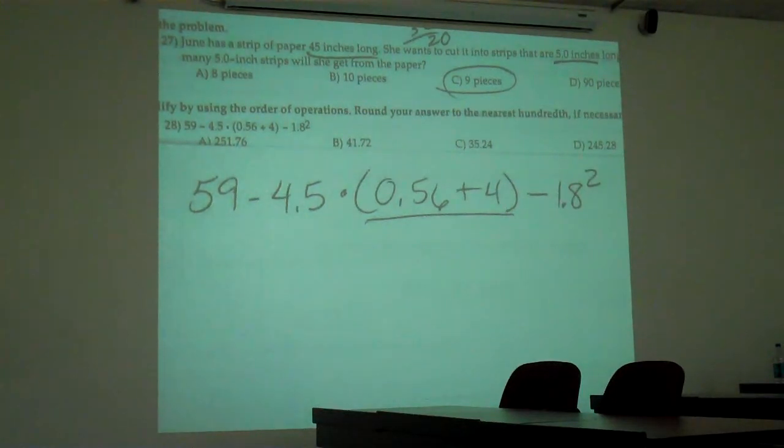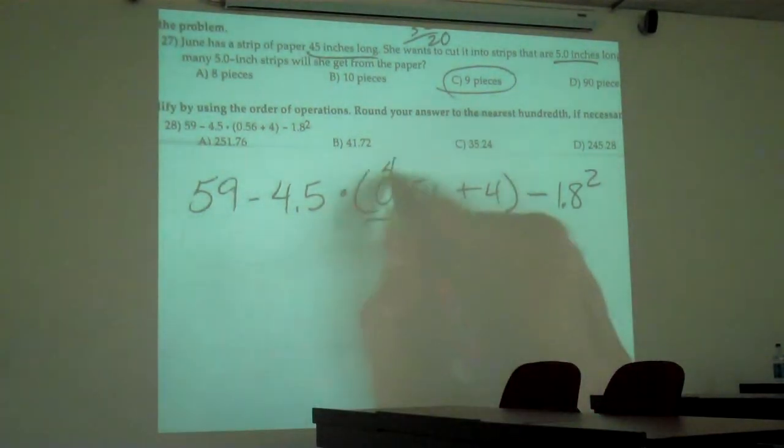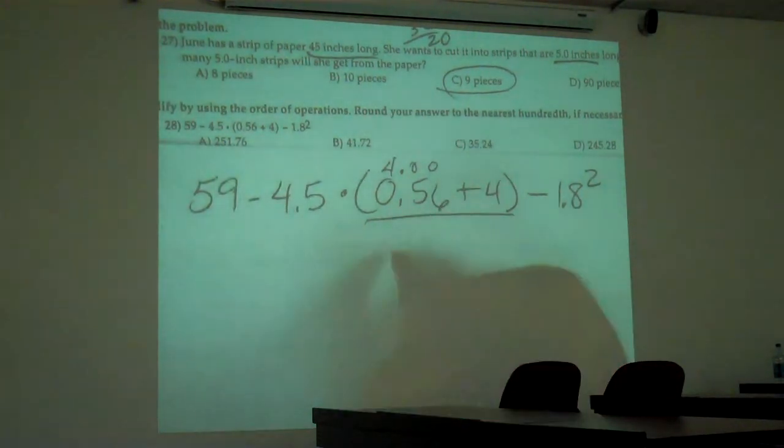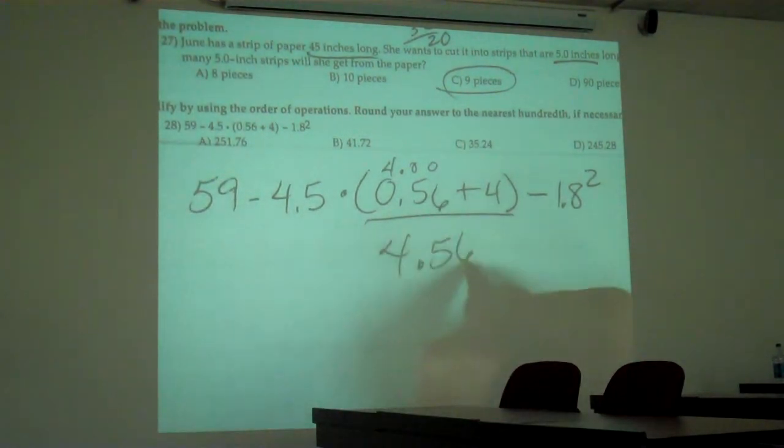0.60. Huh? 0.60? 4.56. We're adding 4 to 0.56. Correct. 4.56.